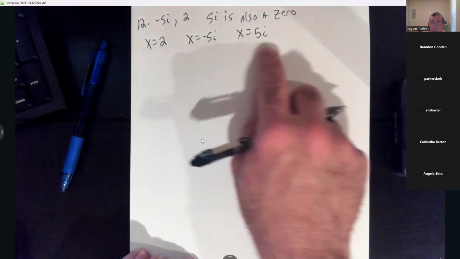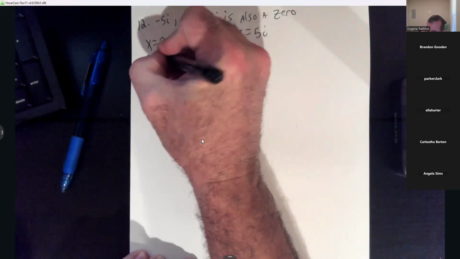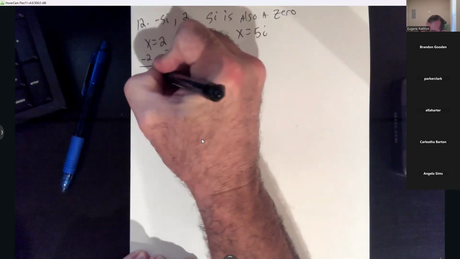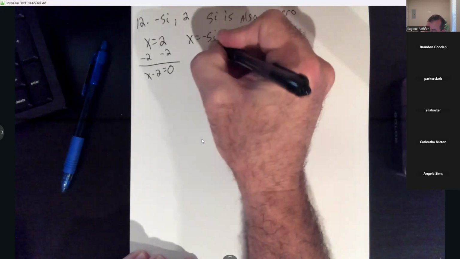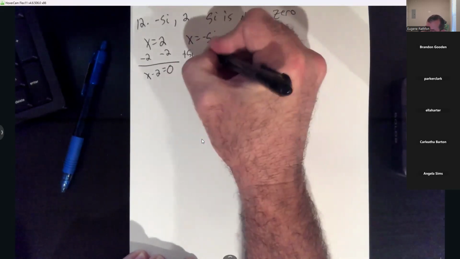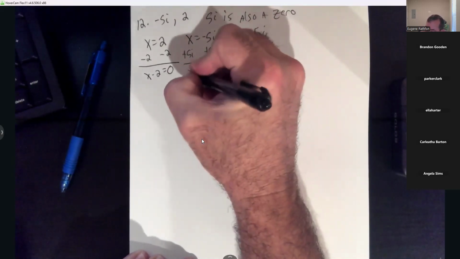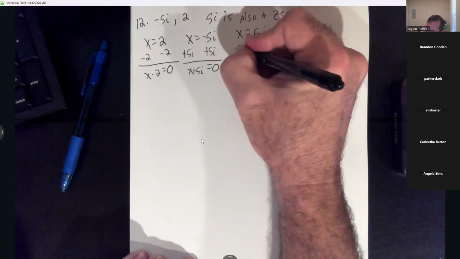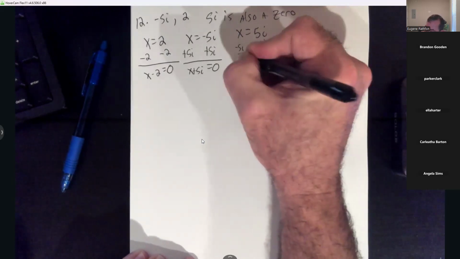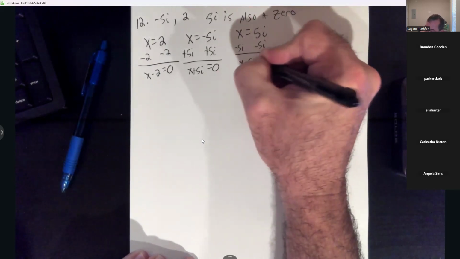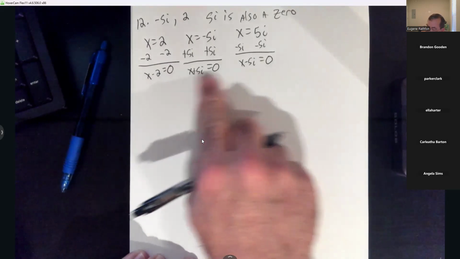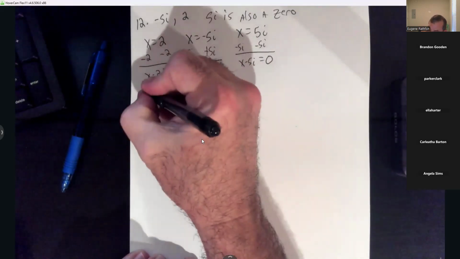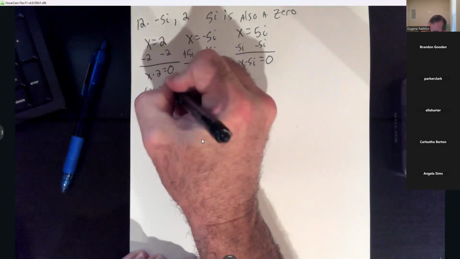All right, add and subtract. So here I'll subtract 2. This one I'll add 5i. And then on the third one, I'll subtract 5i. All right, all 3 of these are set equal to 0. I'm going to put them in parentheses.